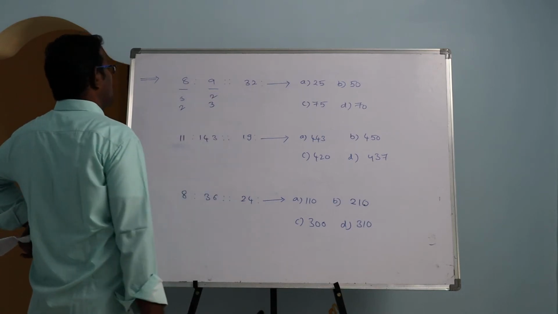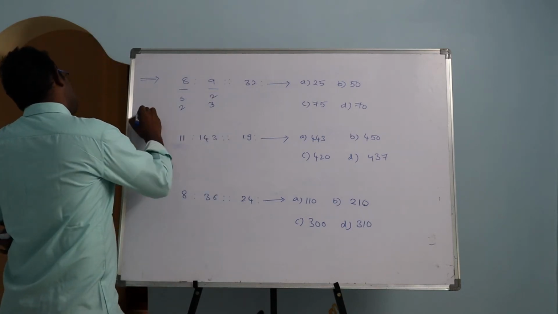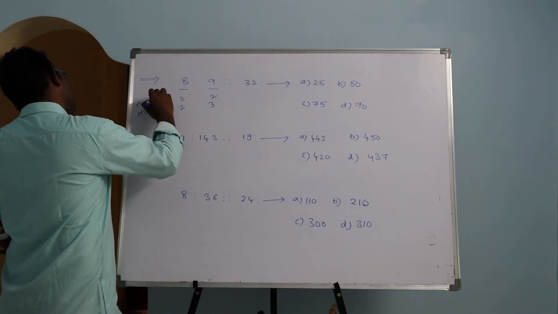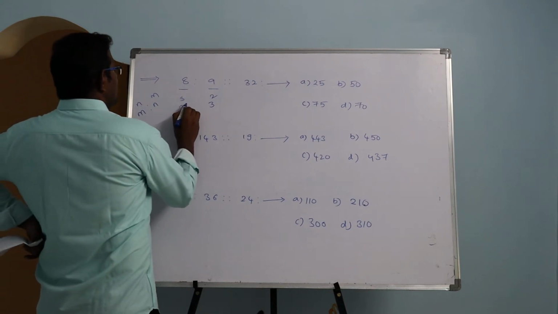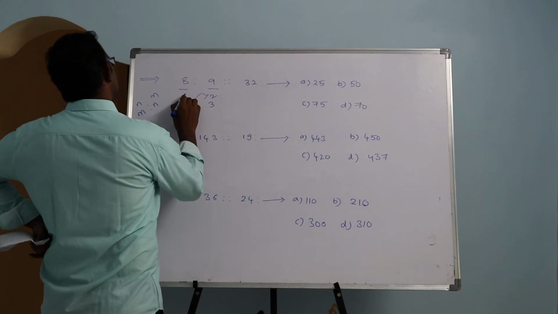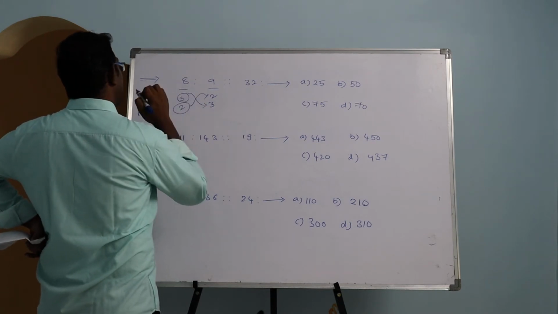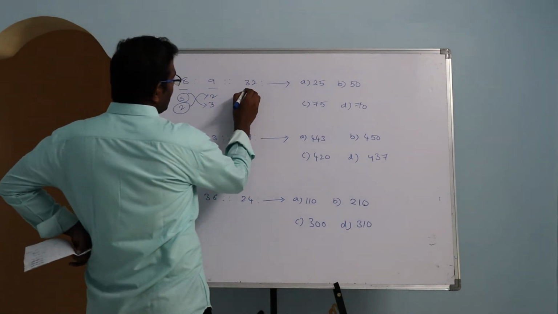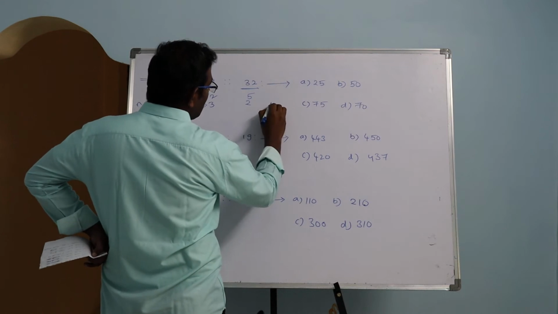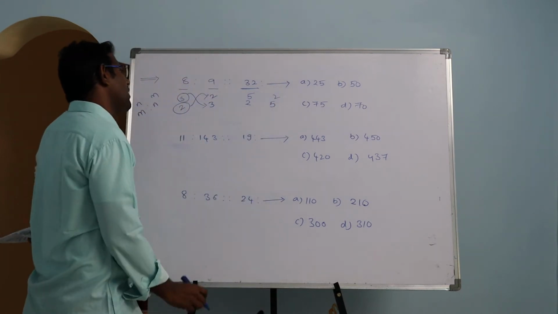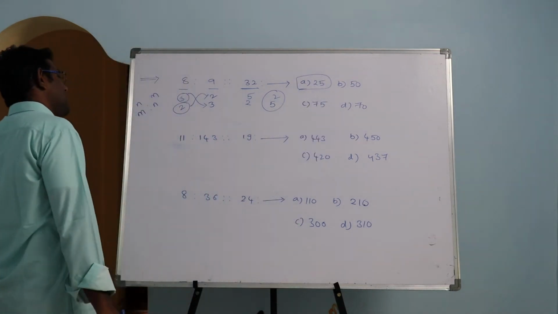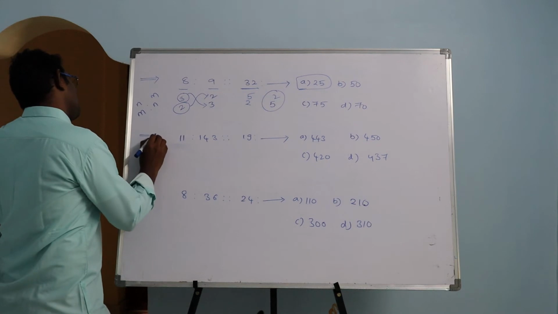9 can be written in the form of 3 square. Sir, it is in the form of n to the power of n. First base is converted into second power. First power is converted into second base. In the same way, 32 can be written in the form of 2 to the power of 5. It can be reversed to 5 square. 5 square means your answer goes to 25.